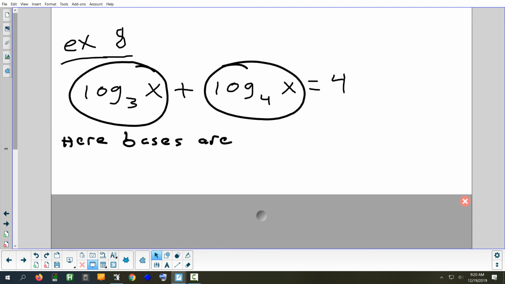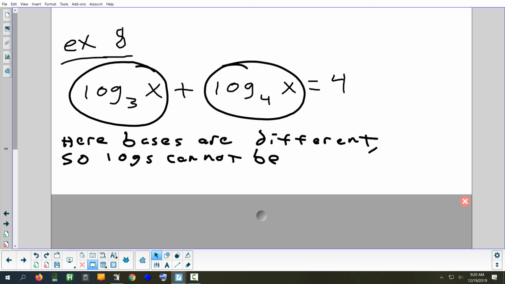Can't spell different. So bases are different, so they cannot be combined. Here bases are different, so logs cannot be put together. I just want you to notice that. But yes, there is still a way to solve it relatively easily by hand. Okay, but that's all I want you to see there.